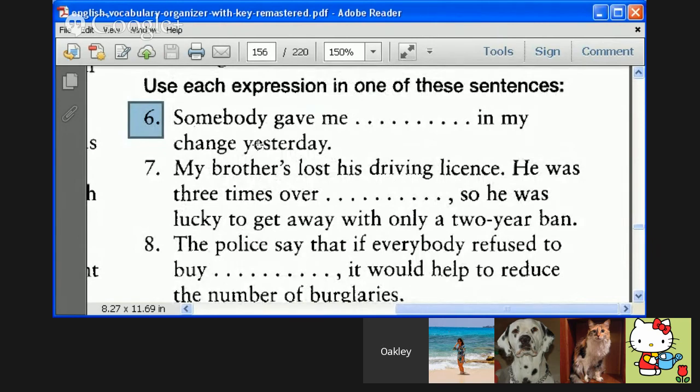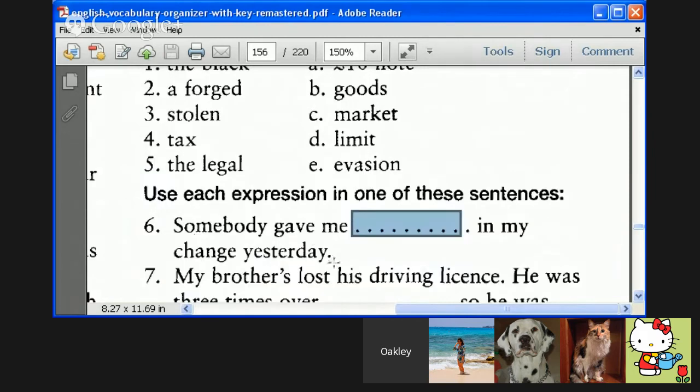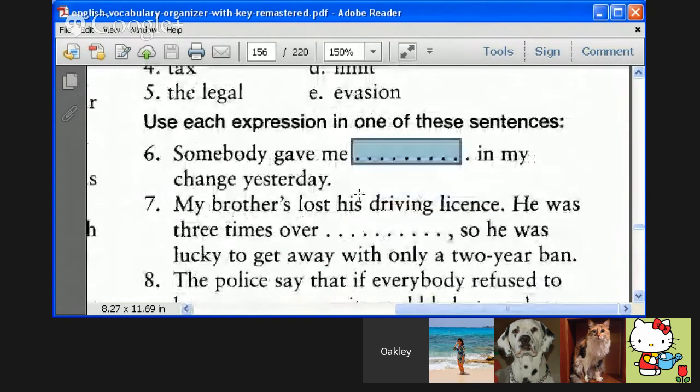Max, number 6. Somebody gave me a forged £10 note in my change yesterday. Yeah. Okay. Right. That's it. Have you ever seen forged money, Max? Never? No.